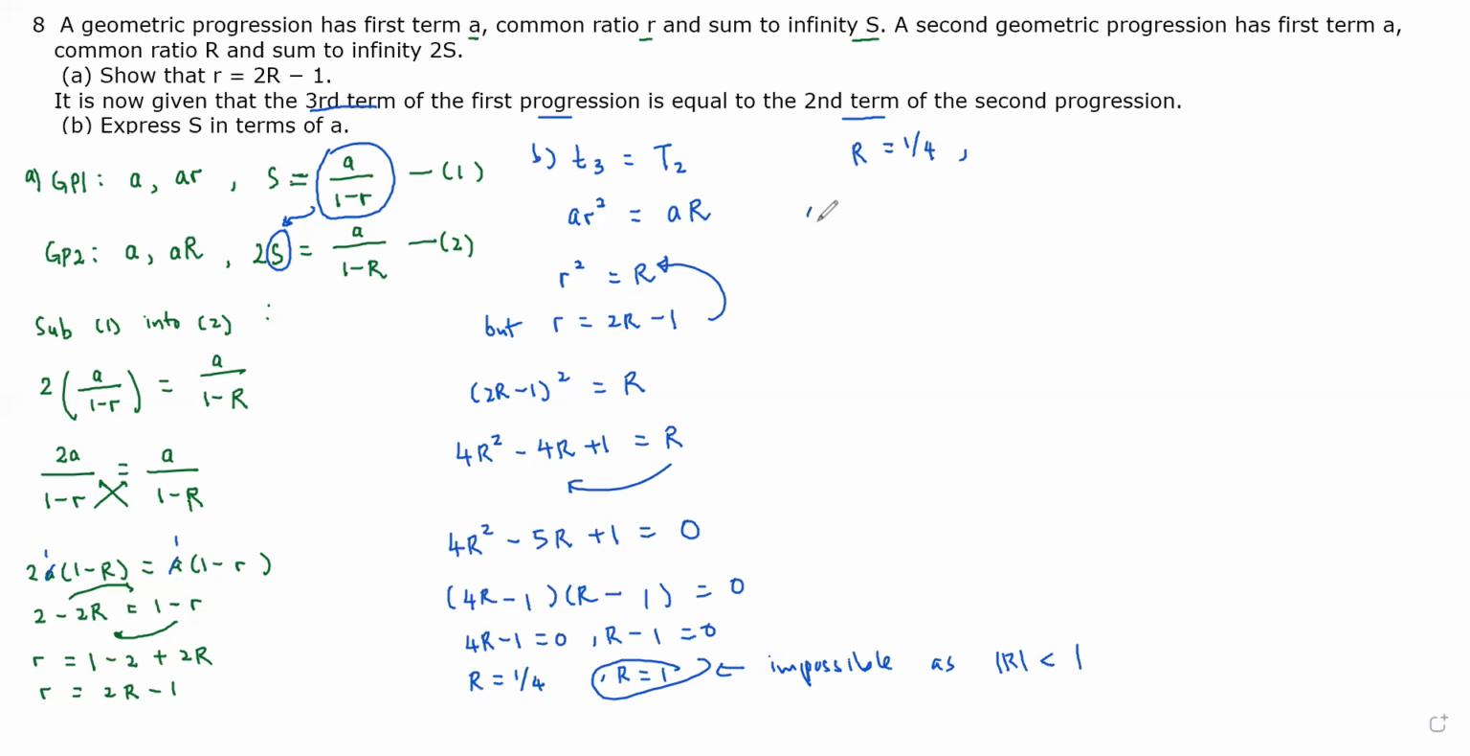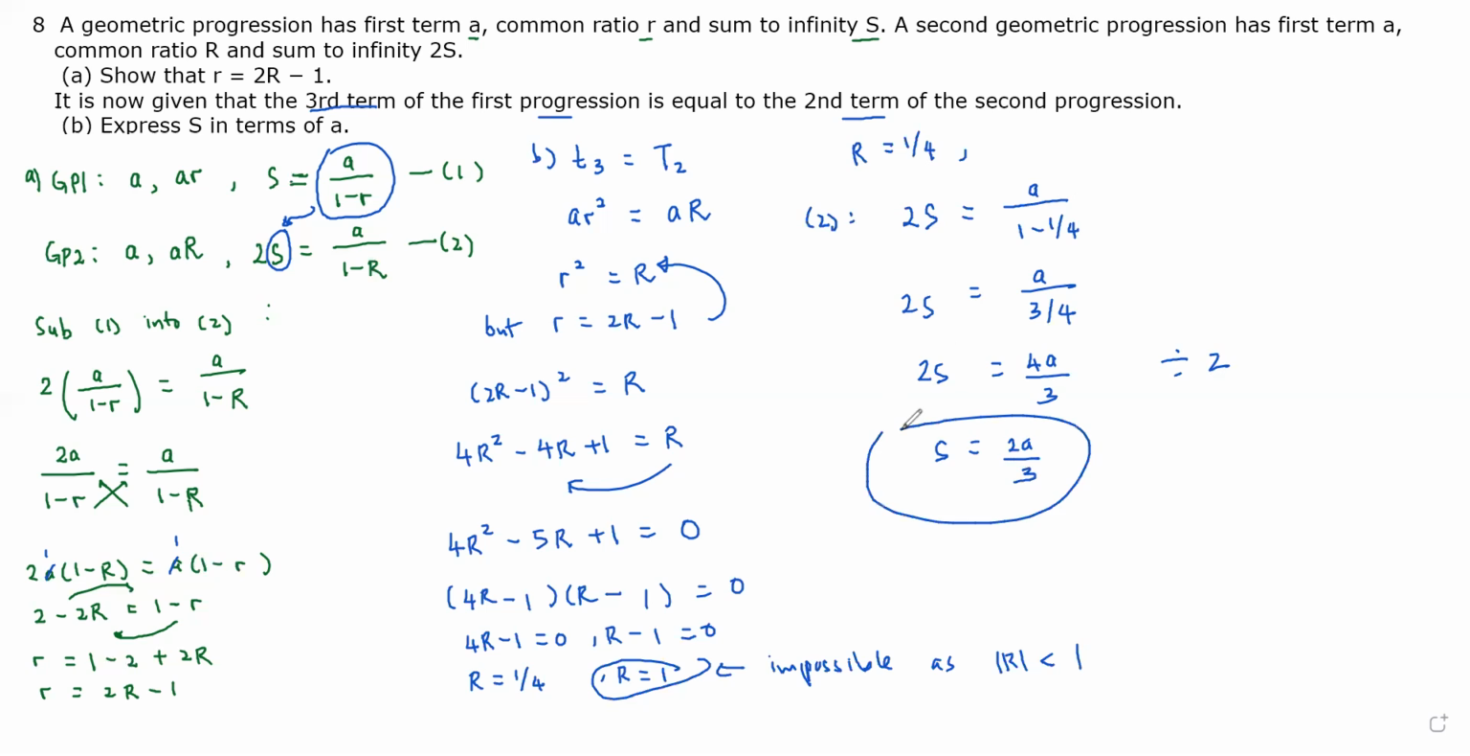Then from equation number 2, 2S here is A over 1 minus 1 over 4, so that 2S is A over 3 over 4, that is 4A over 3. Then to isolate S, we divide by 2, we have 2A over 3. So we have written S in terms of A.